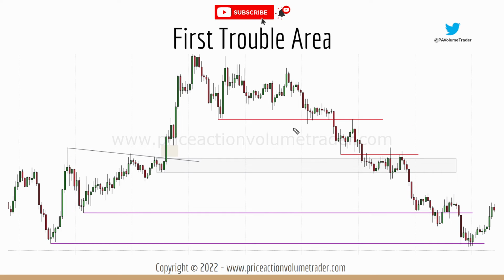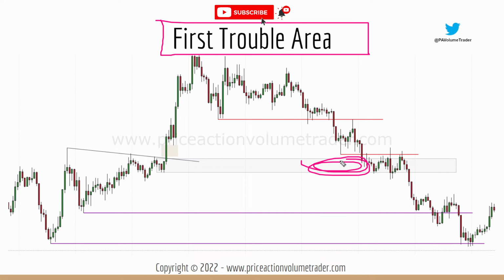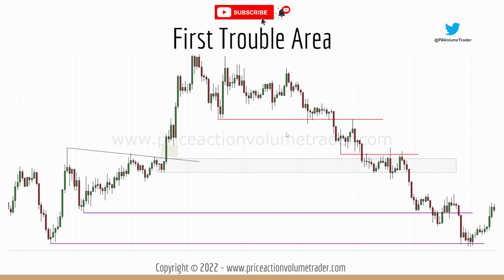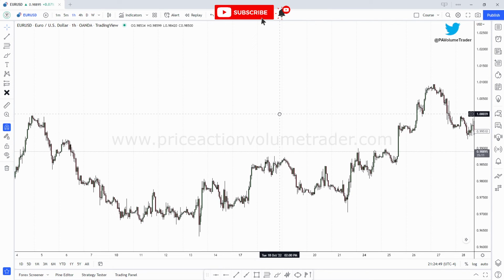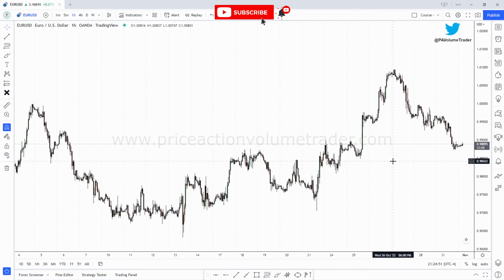Okay, but basically the concept of first trouble area is, like the name says, what is the next logical support or resistance area that can invalidate or reverse my position. So if you're short, it is the nearest area where we expect a bounce or a strong support. And if you're long, then it's the area where we expect the next resistance or price to pull back against us.